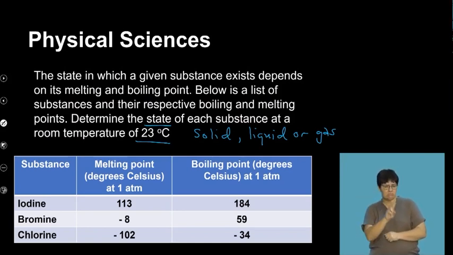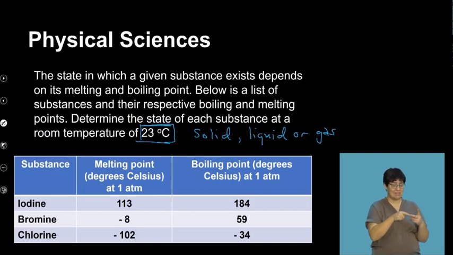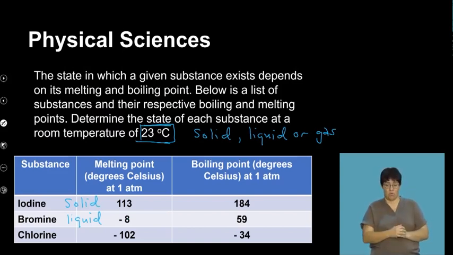Now, we have to compare these 2 temperatures to the 23 degrees Celsius. So if bromine melts at -8, and 23 is greater than -8, then it means bromine will be a liquid. While at 23 degrees Celsius, iodine will still be in solid form. It's very important to note that. Then chlorine boils at -34 degrees and it melts at -102. So 23 degrees is actually greater than -102, and also 23 is greater than -34. It means then chlorine will exist as a gas at 23 degrees Celsius.